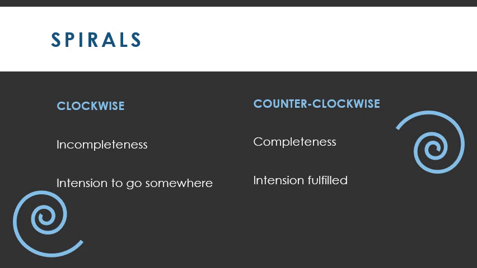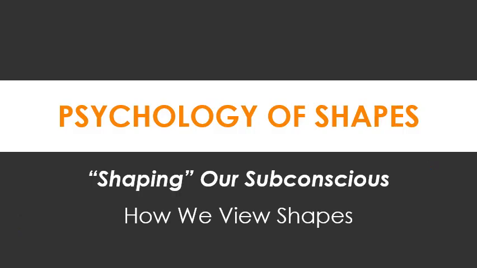So clockwise would be swirling out. And so that would be incompleteness, intention to go somewhere because you're traveling out around the circle, going further and further out, versus counterclockwise, you would be swirling in on yourself. So that could be completeness, intention fulfilled. You're traveling inward to a destination. So spirals. All right, those are all your basic shapes.